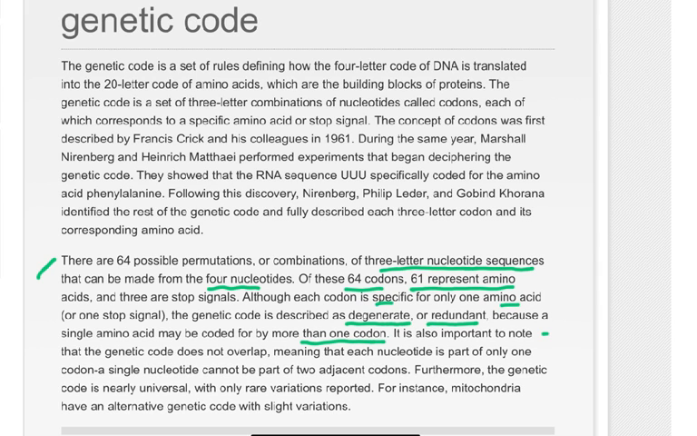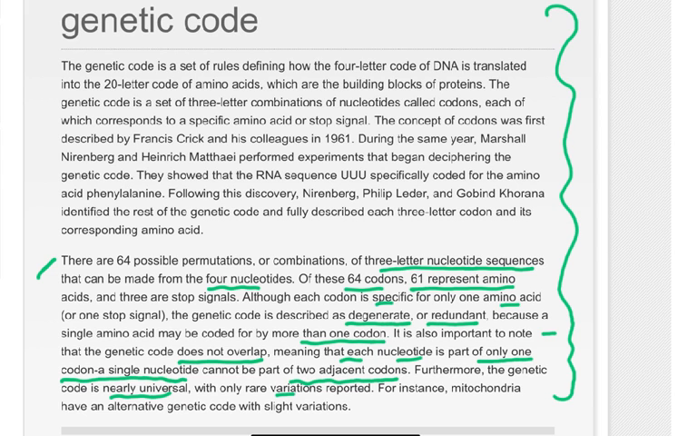It is also important to note that the genetic code does not overlap, meaning that each nucleotide is part of only one codon. A single nucleotide cannot be part of 2 adjacent codons. Furthermore, the genetic code is nearly universal, with only rare variations reported. For instance, mitochondria have an alternative genetic code with slight variations. So I want you to read the whole of this paragraph, and I want you to pause the video here, have a look at it and understand this.